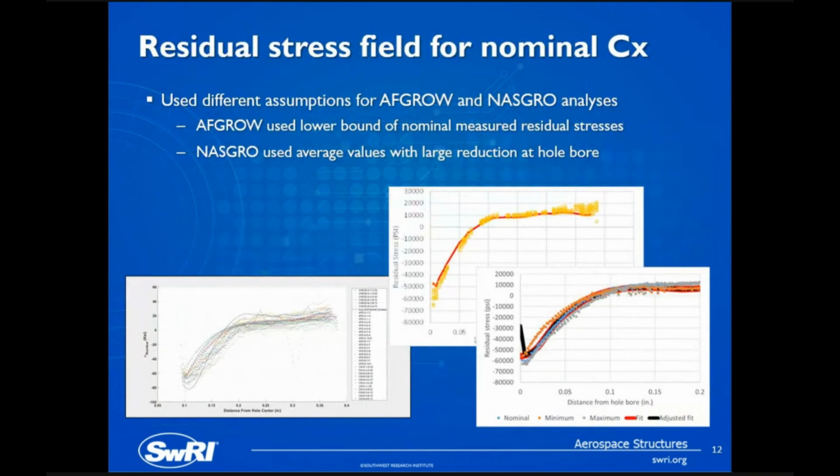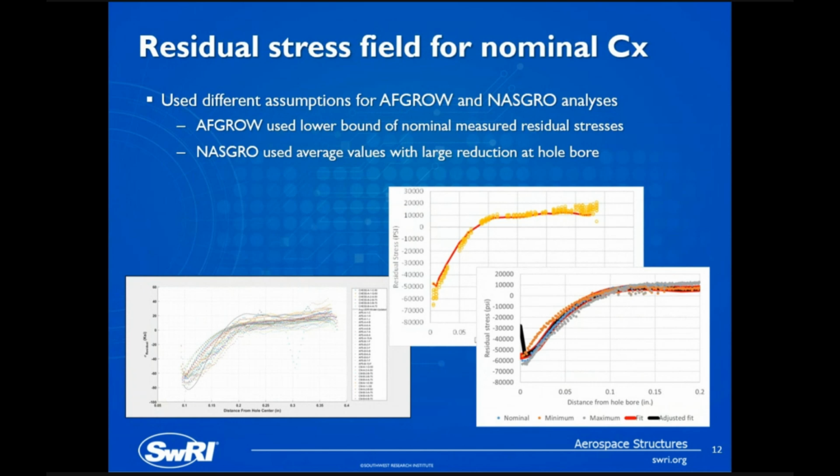So Dave, my co-author, and I made different assumptions for the residual stress field. You can see his here in the red with some of the data that he used to make that assumption. He used a lower bound of the nominal measured residual stresses. And then my analysis used more average values for most of the field, but right at the edge of the hole, I reduced those residual stresses by quite a bit.